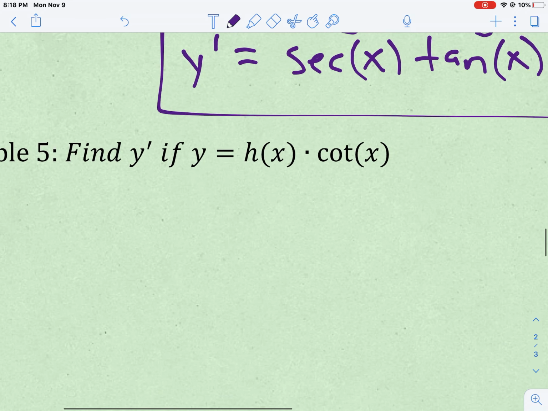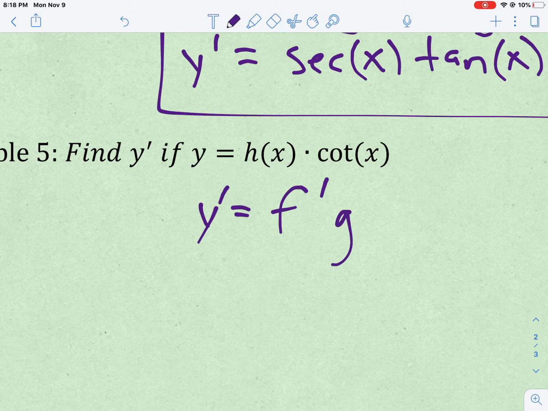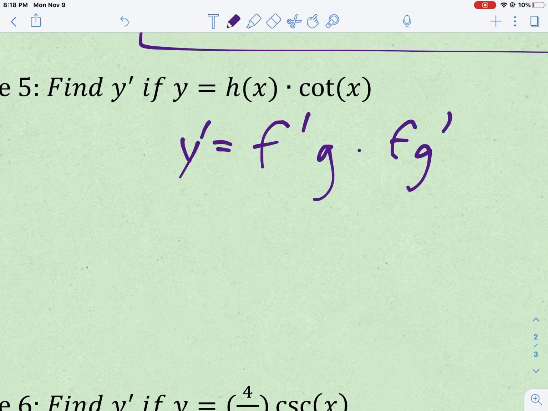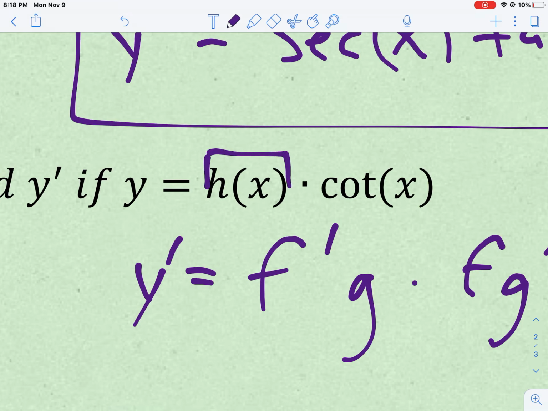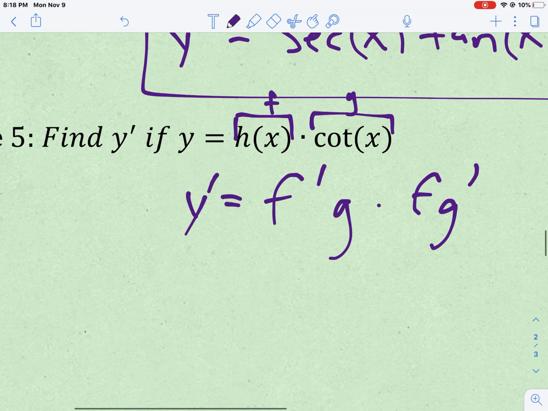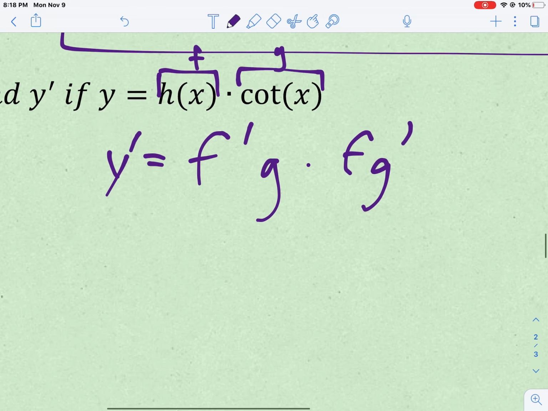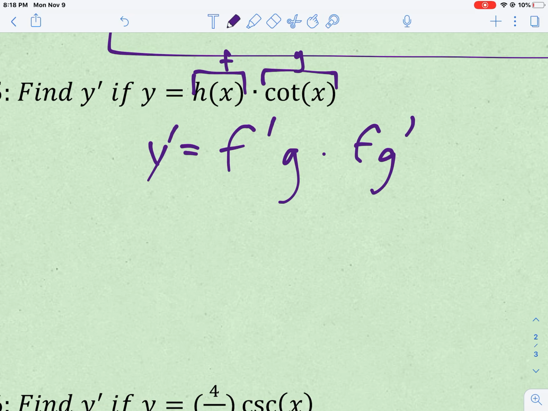Now, again, what happens if they don't tell us what the function is? It's okay. We use the same concept. So in this problem, I'm going to call h of x f, and I'm going to call cotangent of x g. Obviously, h of x already has a name. It's h. So we're going to say f prime g plus f g prime, right? That's the same thing we've been doing for the last 5 examples, or 4 examples.